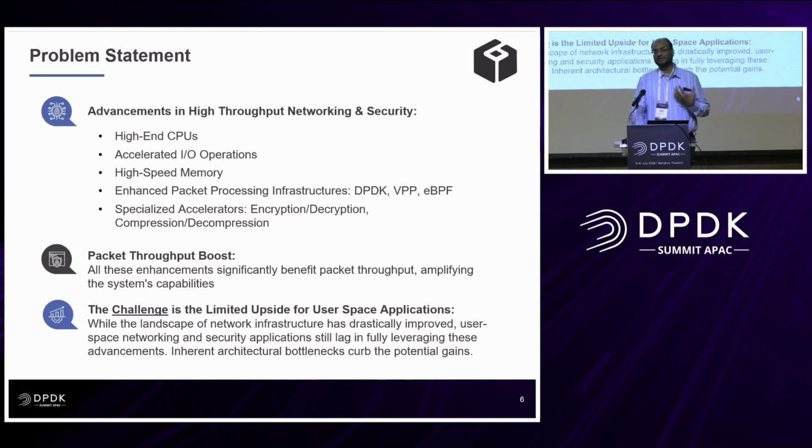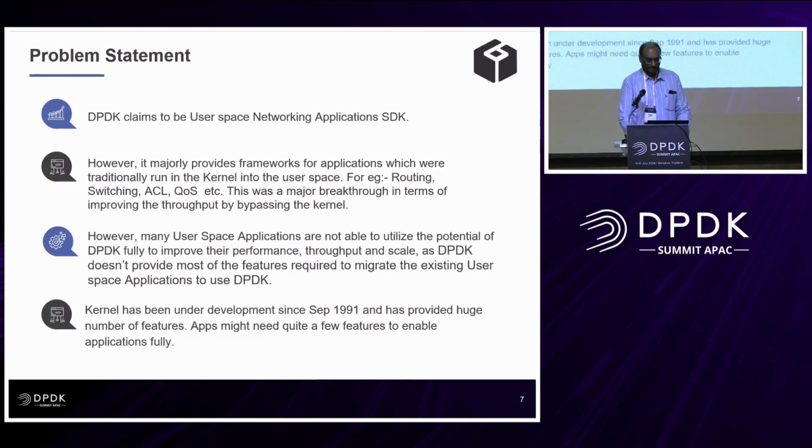So the intention is that the benefits which have arrived out of these improvements in the infrastructure should be made visible to the user space frameworks as well. Another view which I want to bring out: DPDK, we claim to be a user space networking application framework. But actually, when it started and so far, it basically provides frameworks to run the applications or systems which traditionally ran as part of the Linux kernel. For example, routing, switching, forwarding, IPsec, or different cryptos. They typically ran in the kernel and not in user space. And improvements have been done to migrate these to user space.